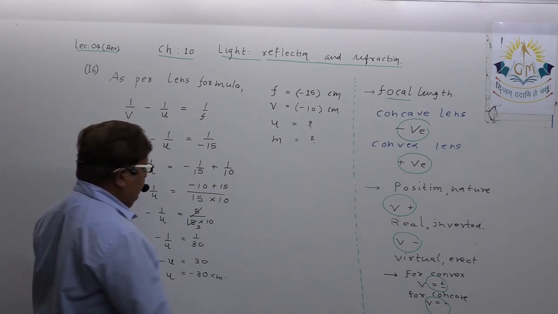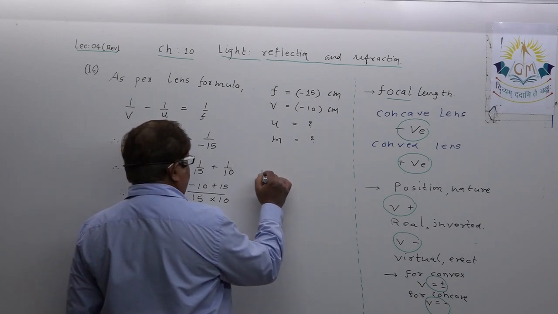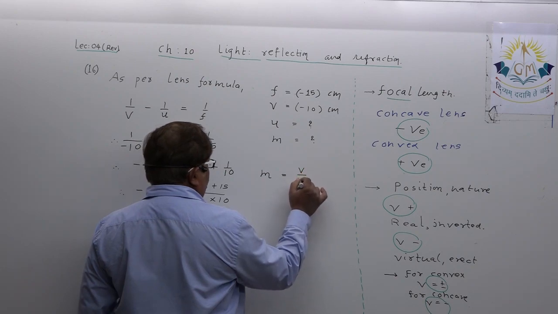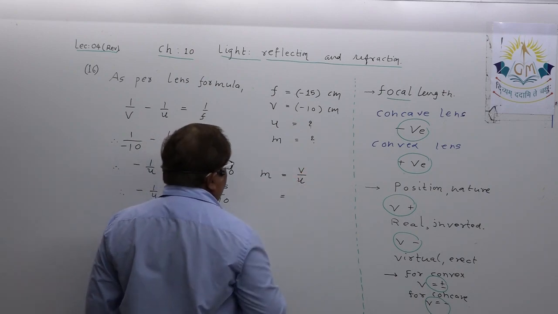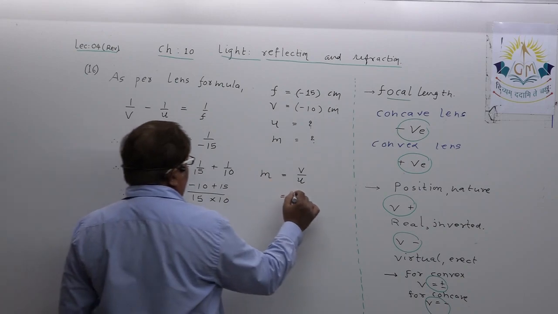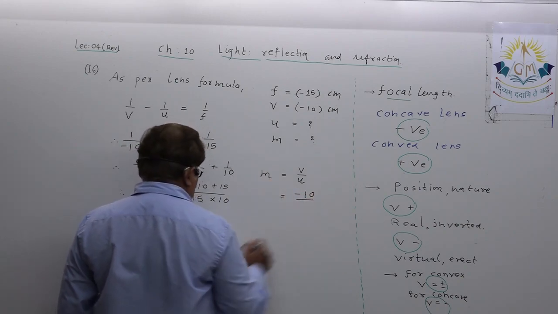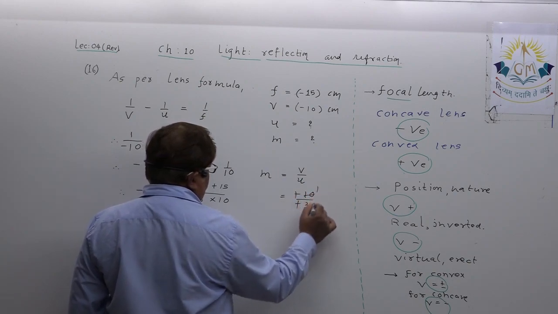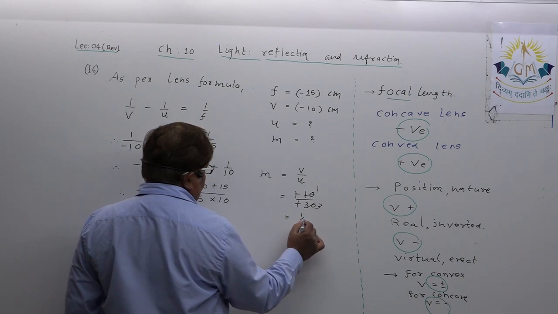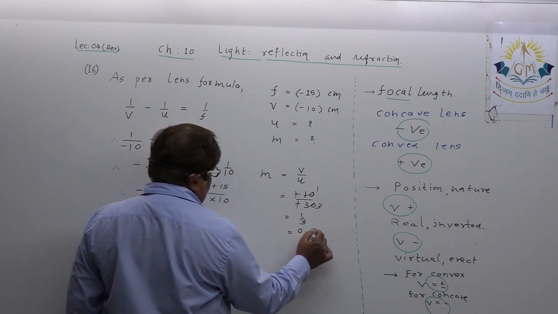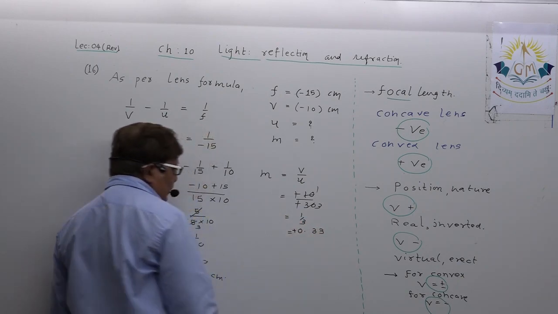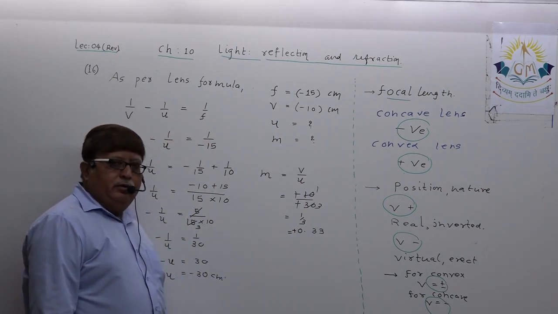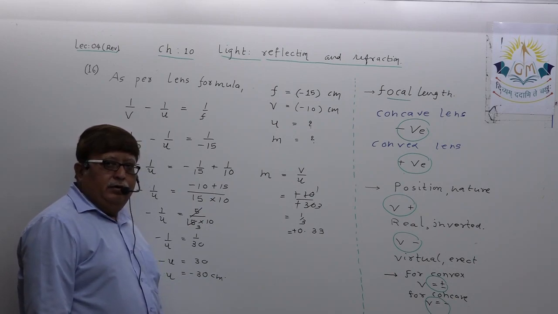And one important point we are looking for also magnification. As you know, there will be the change in formula, dear student. V upon U. What is V? Minus 10. What is U? Minus 30. Just cancel it. 1 upon 3 turns out to be 0.33 positive. And you all know this is also the concept clarity regarding concave lens.